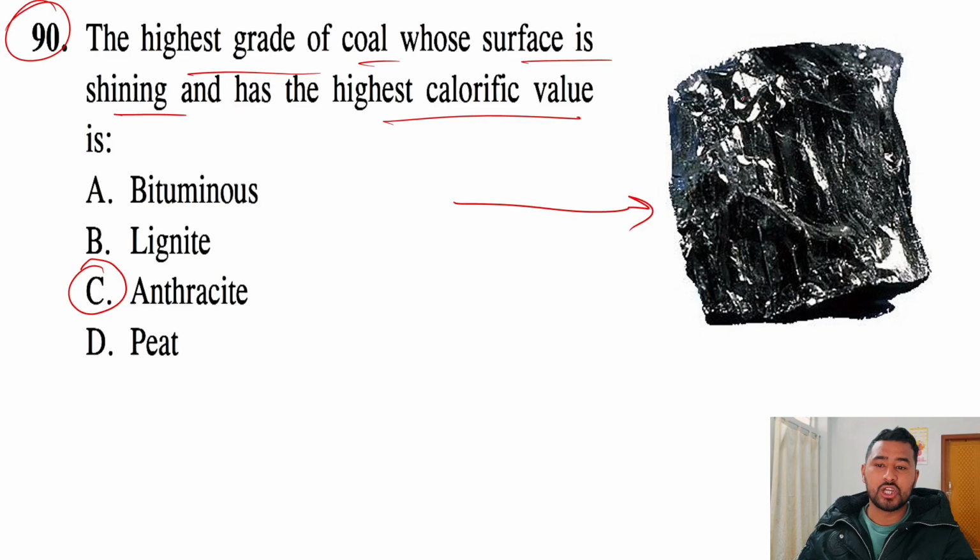You can see it is shiny, right? There's a shining. So this has a high shining and high calorific value. Okay, the answer will be anthracite for option number 90.